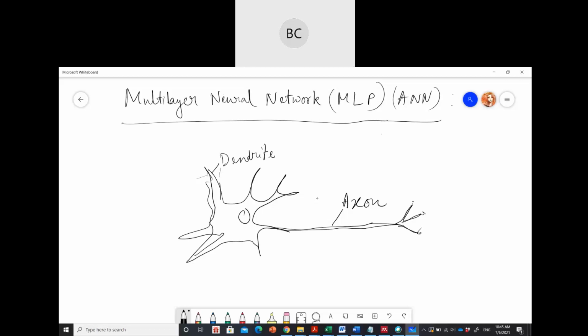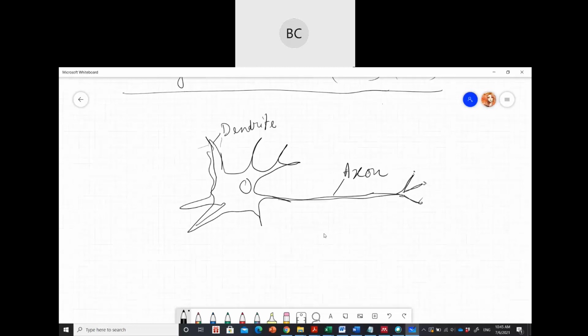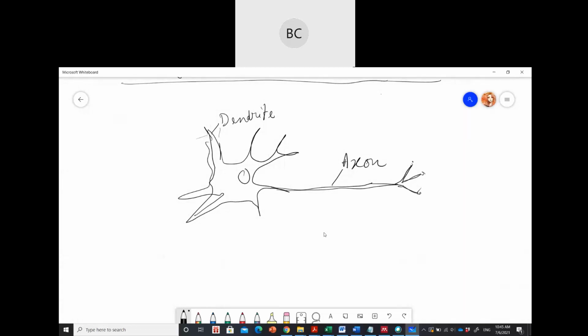What's the function of dendrite and axon? Anyone? What's the part of dendrite and what is the function of axon?